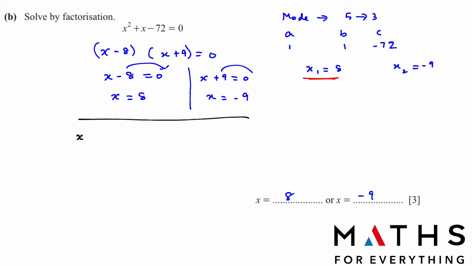x squared plus x minus 72 is equal to 0. Like I said, the coefficient of x squared is a, the coefficient of x is b, and this is c. A multiplied by c: 1 multiplied by -72 is -72. When we write down the factors of that, we should get b. b is 1. So write down all the factors of 72.